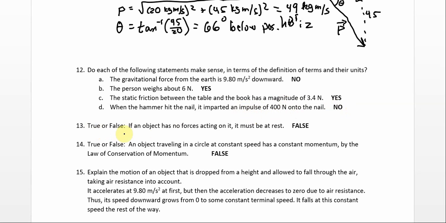Okay. True or false? If an object has no forces acting on it, it must be at rest. That is most definitely false, right? That is not what Newton's first law says. Newton's first law says if an object has no forces acting on it, it has constant velocity. It's possible that that velocity is 0, but it does not have to be, right? Think of the astronaut just floating in the middle of outer space.